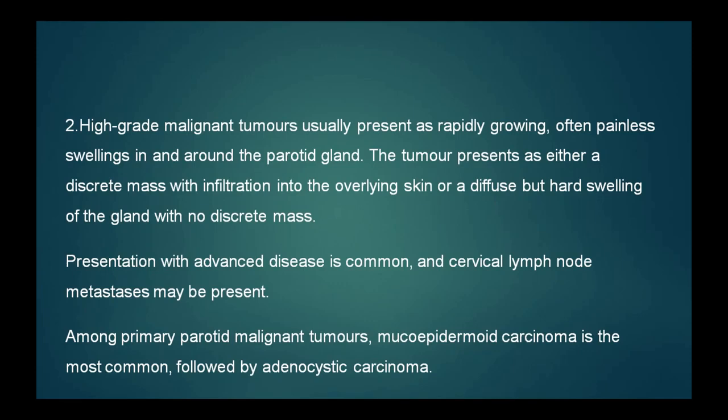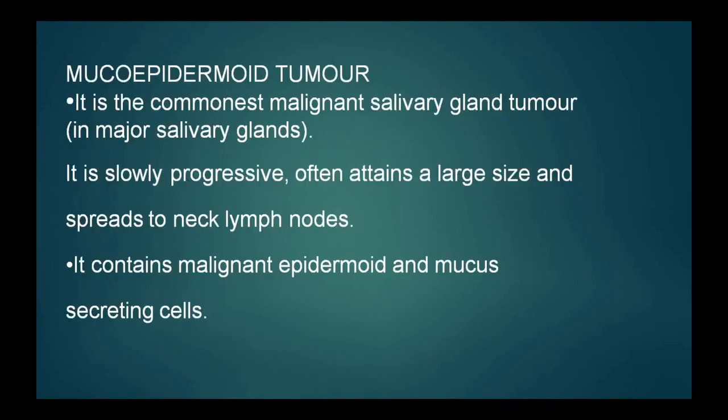The tumor presents as either a discrete mass with infiltration into the overlying skin or a diffuse but hard swelling of the gland with no discrete mass. Presentation with advanced disease is common and cervical lymph node metastasis may be present. Among the primary parotid malignant tumors, mucoepidermoid carcinoma is the most common, followed by adenoid cystic carcinoma. So the commonest tumor is mucoepidermoid carcinoma.